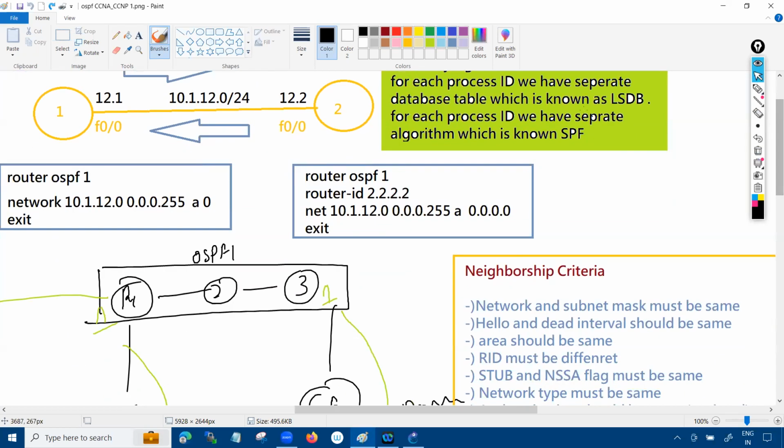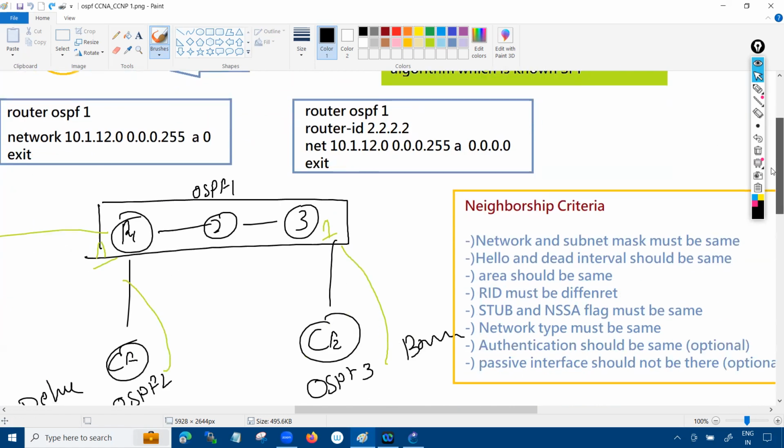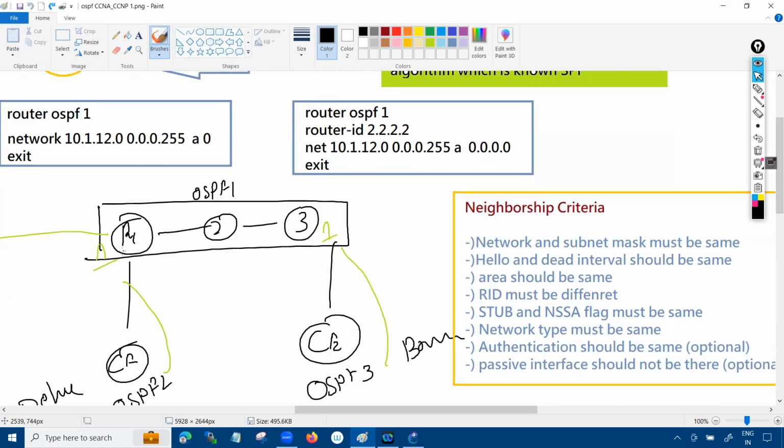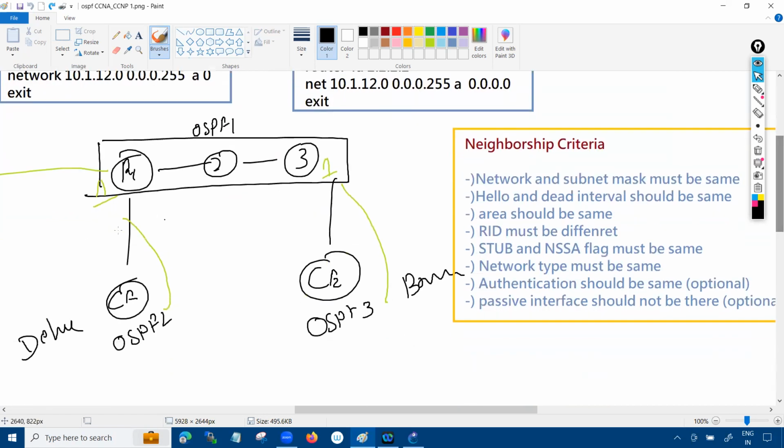And the LSDB table we have is going to maintain the LSA information. I have also shown you one of the scenarios where you can use 2 different process IDs. Like when you have a customer router running OSPF process ID 2, and the service provider router running OSPF process ID 1. So in that scenario, you will see 2 different process IDs between this guy and this guy.